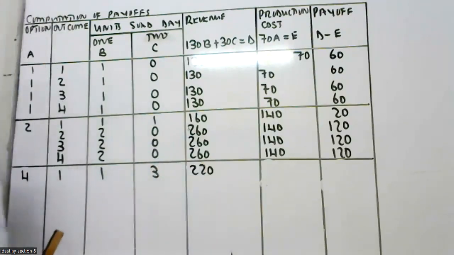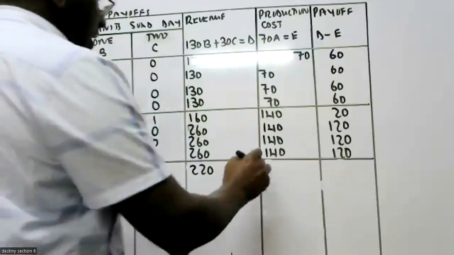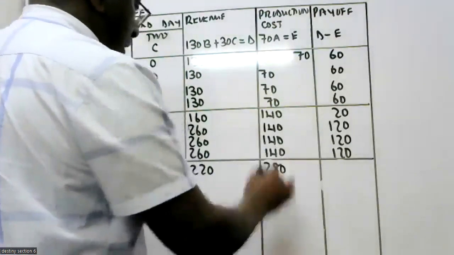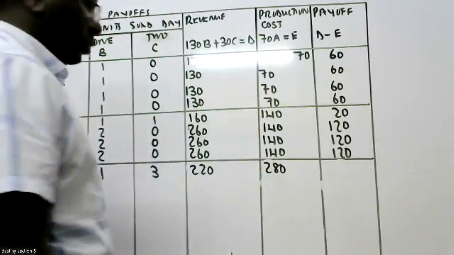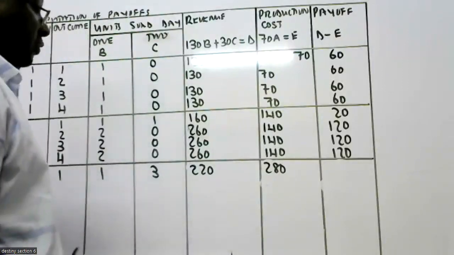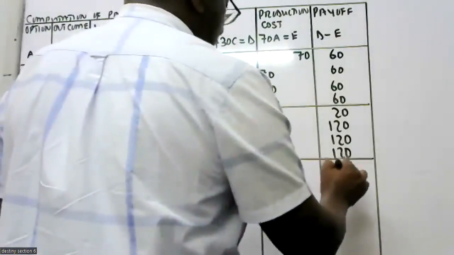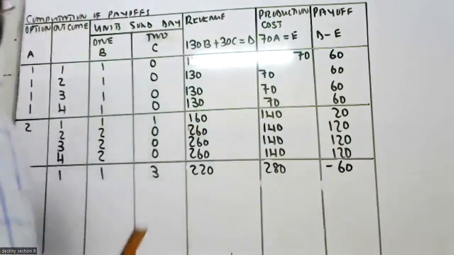The production cost will be 4 times 70, that is 280. So 280, when you subtract it from 220, you record a loss of 60.